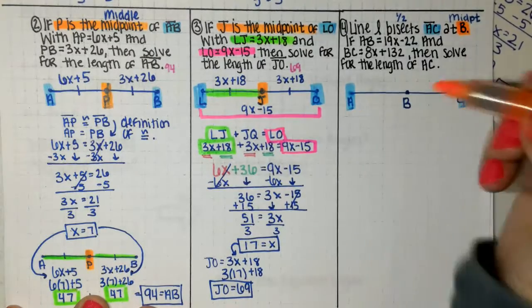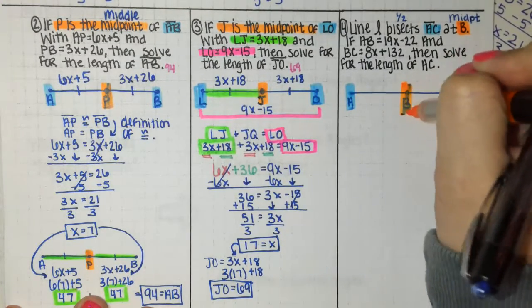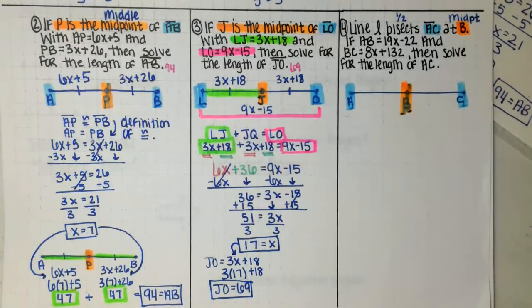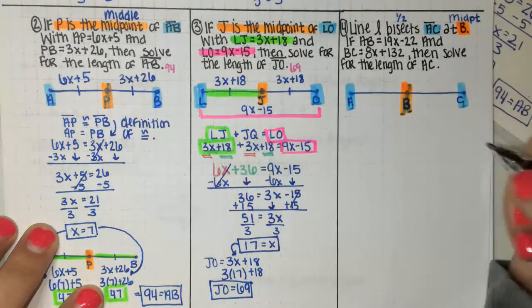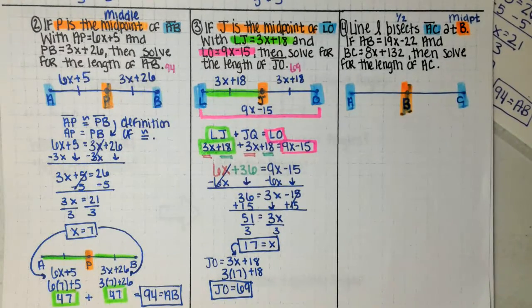That is our midpoint. Oh, that marker does not like that pen. That is point B. That is just a horrible, horrible color. I did not let that dry.